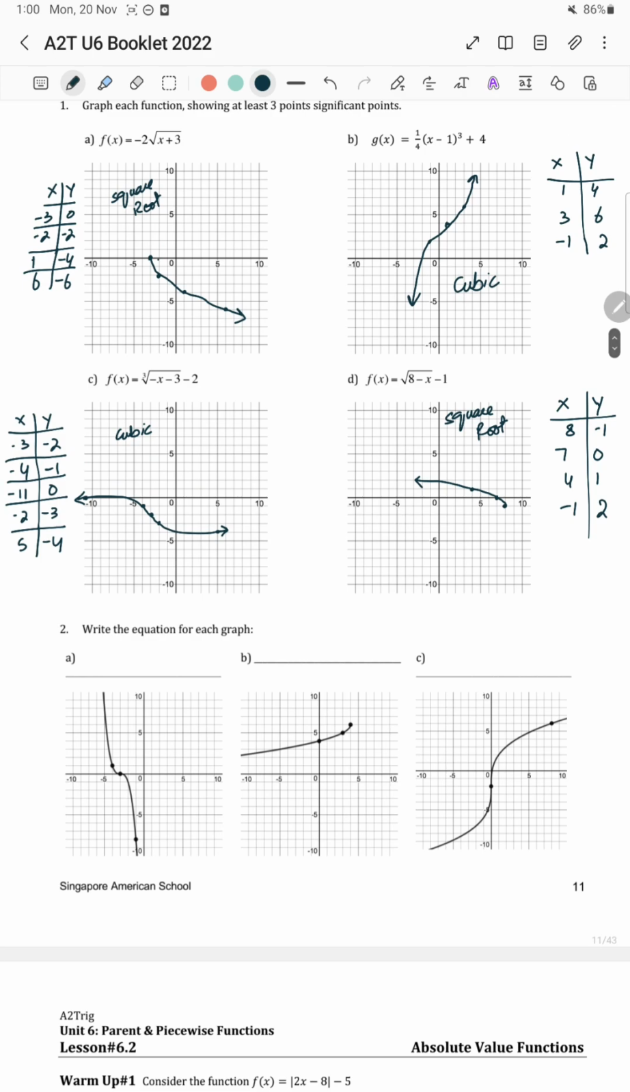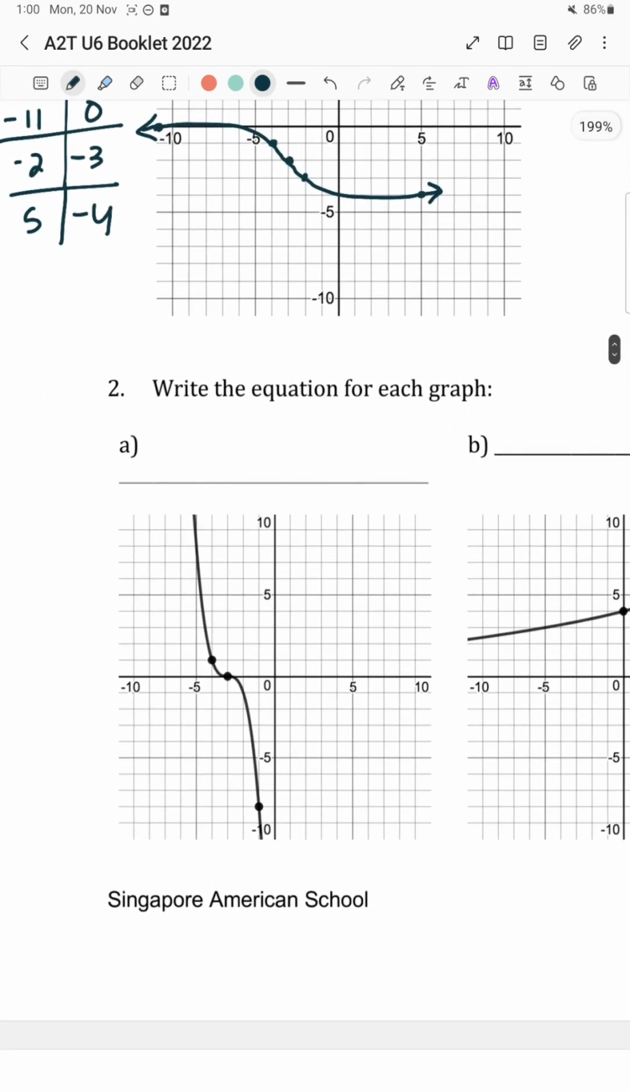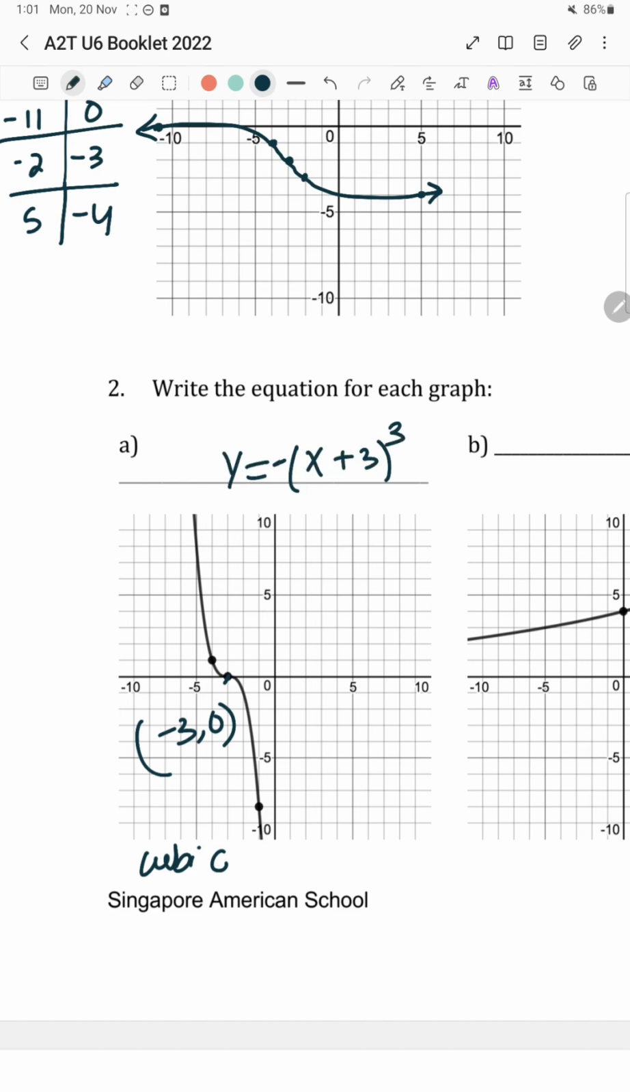Write the equation for each of the graphs. Now the graphs are given, we just need to write the equation. It is very simple, we have already done that. This is a cubic graph. Center is minus 3, 0. So y is equal to minus (x plus 3) whole cube.